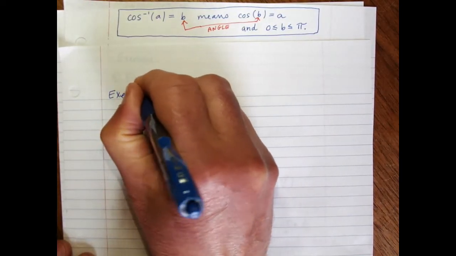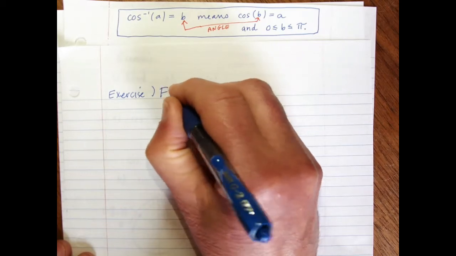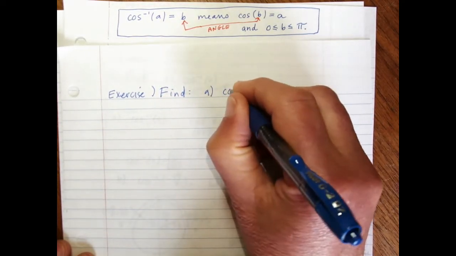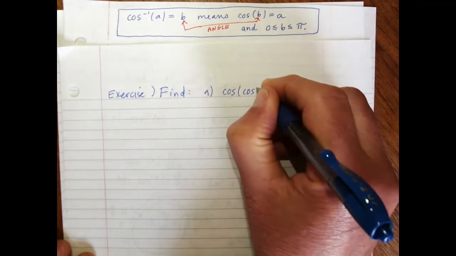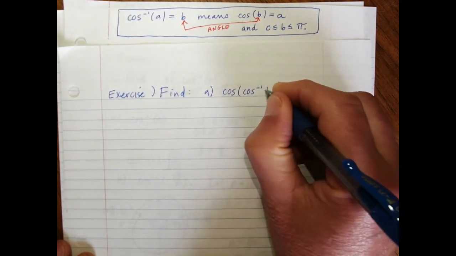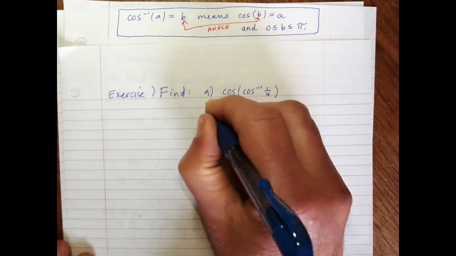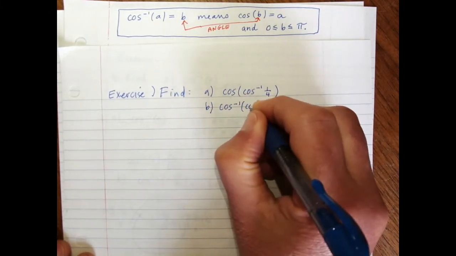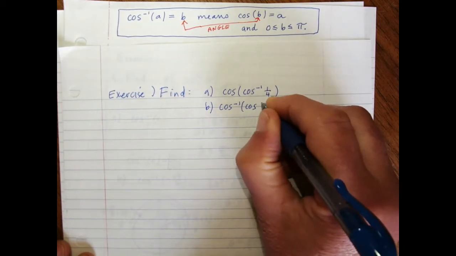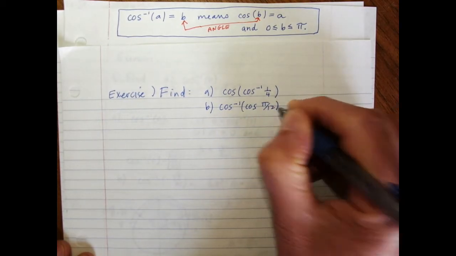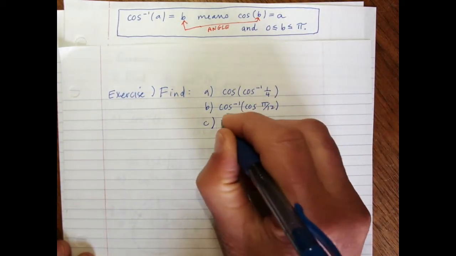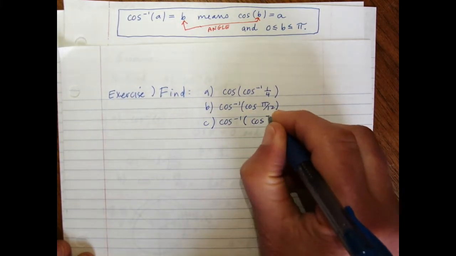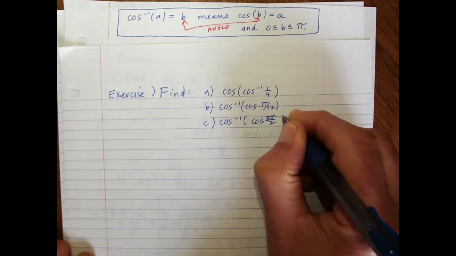Exercise. We want to find the following: A, cosine of cosine inverse of 1/4. B, cosine inverse of cosine of pi over 12. And C, cosine inverse of cosine of 3 pi over 2.